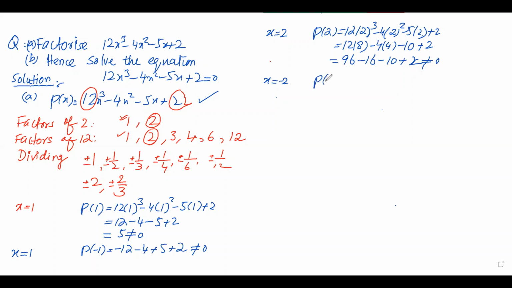Next is x equals the last integer, minus 2. Afterwards, if none gives 0, we'll try the fractional values. So this is 12 into minus 2 cubed, minus 4 into minus 2 squared, and then minus 5 into minus 2, and then plus 2. It is minus 96 minus 16 plus 10 and plus 2, and clearly this is not equal to 0.